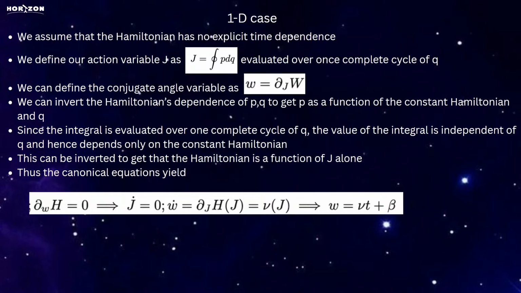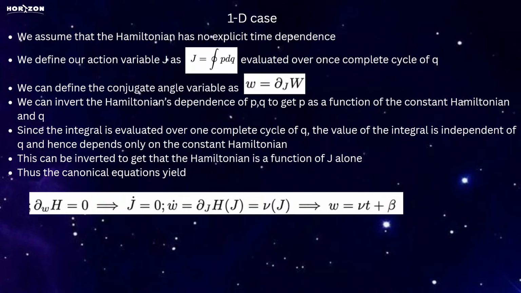We can invert the Hamiltonian's dependence on p and q to get p as a function of the Hamiltonian and q. But remember, the Hamiltonian is a constant. And since we evaluate the integral of p dq over one complete cycle of q, the value of the integral itself depends only on the Hamiltonian and not on q. This, when inverted, gives the Hamiltonian as a function of J, which is equal to the integral alone. Thus, the Hamiltonian has no explicit dependence on our conjugate angle variable, which results in J being conserved.